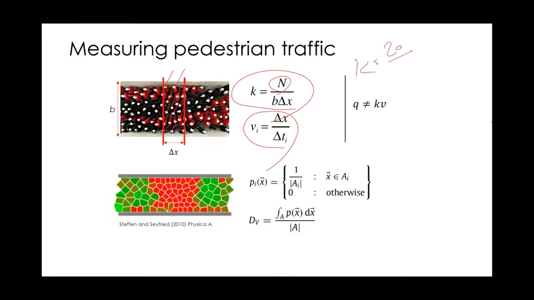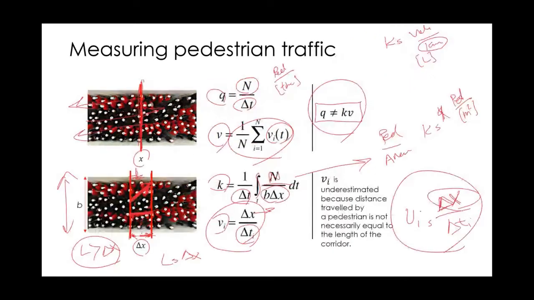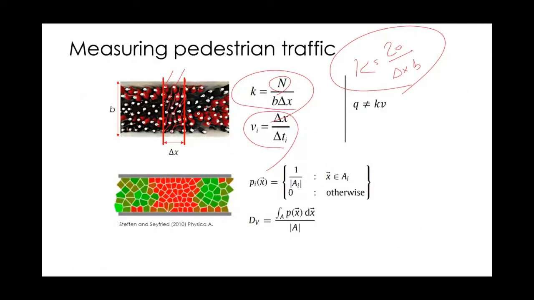So K here would be 20 divided by delta x times b. So density would be 20. I'm not integrating density over time. I'm just assuming this number of pedestrians will remain the same for whatever delta t I'm doing the measurement of density. So because this specific way of calculating density doesn't take into account that n could change over time, even within that time period that I'm doing the measurement, again, the traffic flow fundamental identity will not hold here.